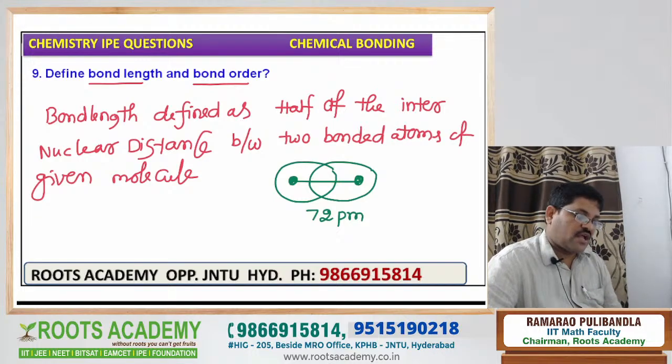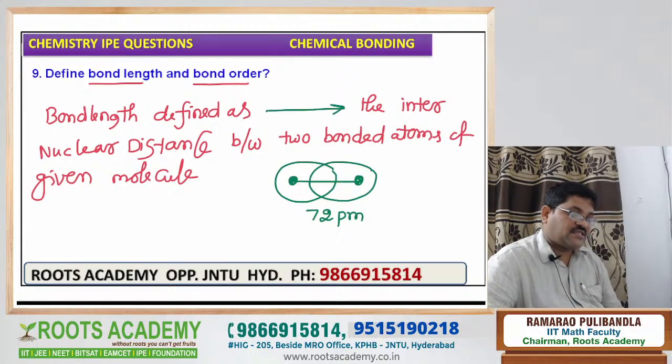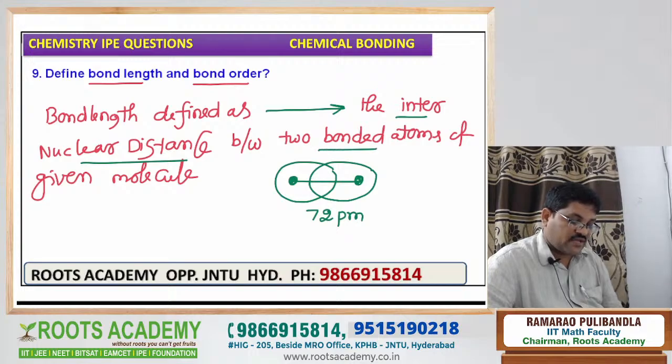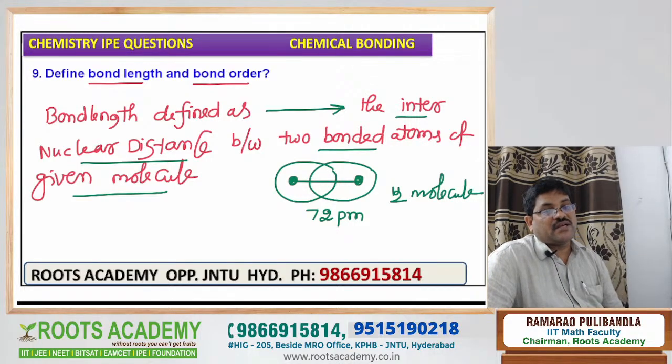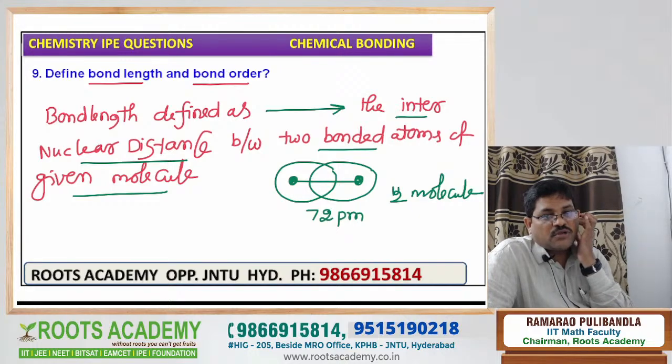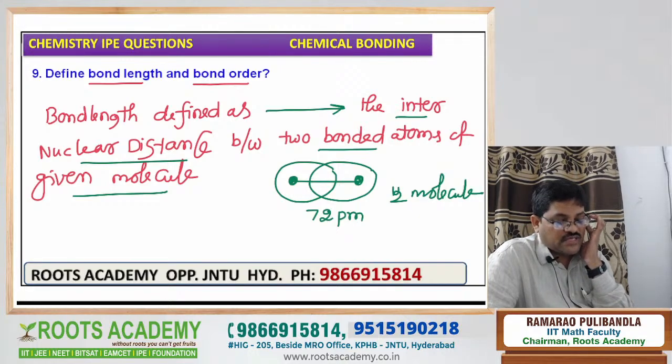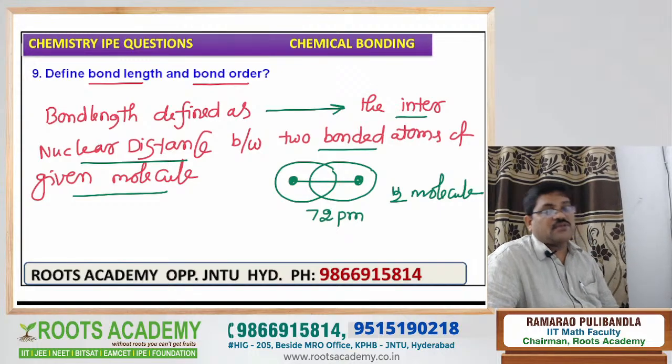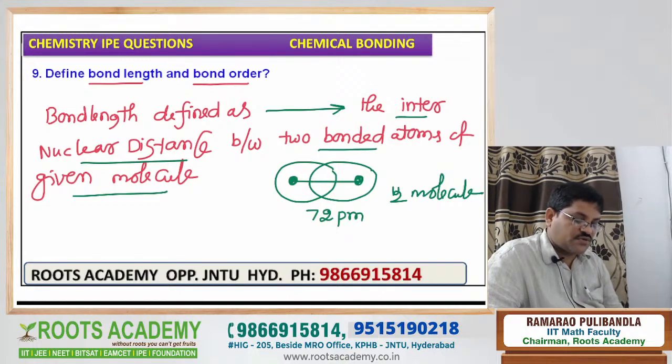Simple statement. You can also write like this, with no need of the half. How do you write the definition? Bond length is defined as the internuclear distance between the 2 bonded atoms of a given molecule. One of the best examples is the H2 molecule. In H2 molecule, the bond length is 72 picometers. The internuclear distance between the 2 bonded atoms of a given molecule is known as bond length. Simple statement. Understood what I am saying?